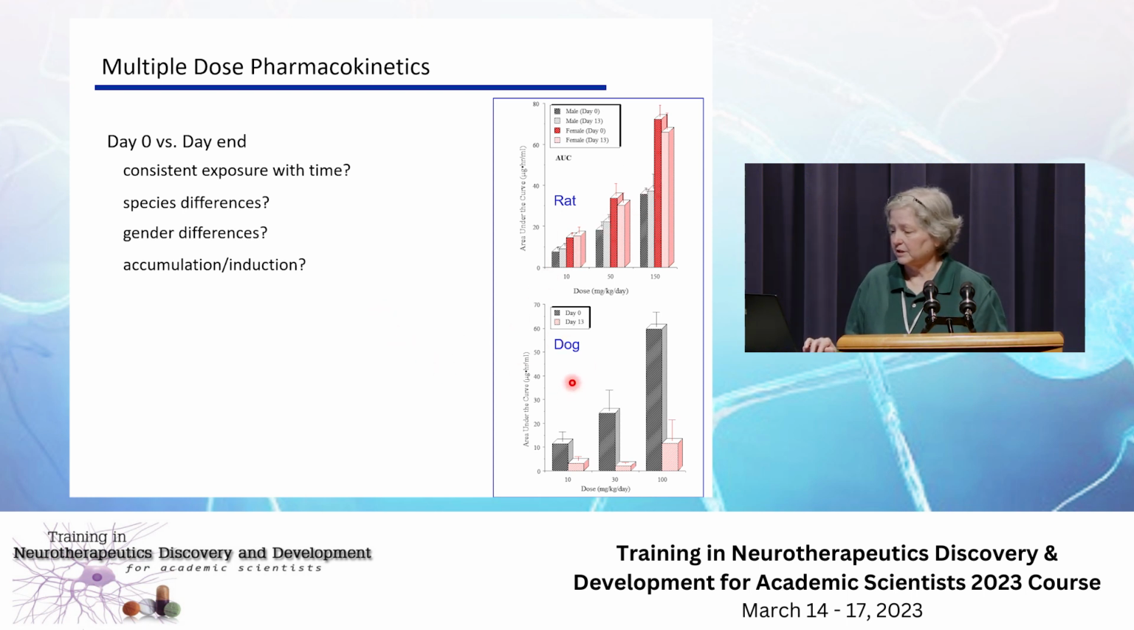The second example here is in dogs, where on the first day of dosing, we had a nice dose response. But after repeat dosing, the exposures were very similar and substantially lower. This is something called metabolic induction, where the liver ramps up the rate that it's going to metabolize the compound. And it makes it really hard to maintain exposures with time. Something you want to pay attention to because you might have efficacy at the beginning of your study, but then it goes away.